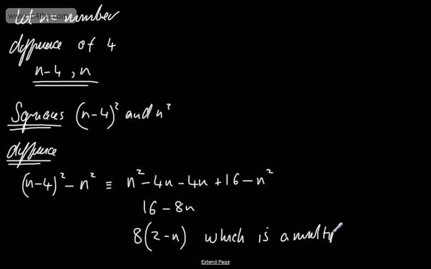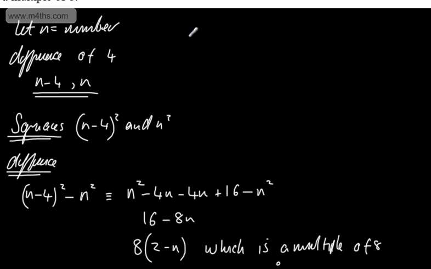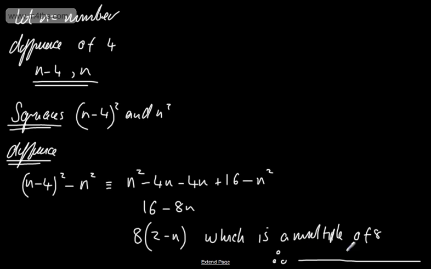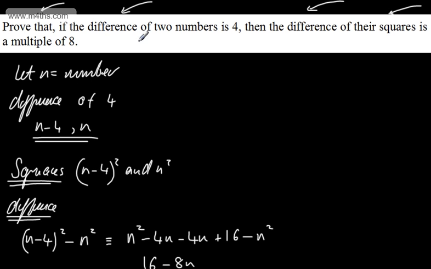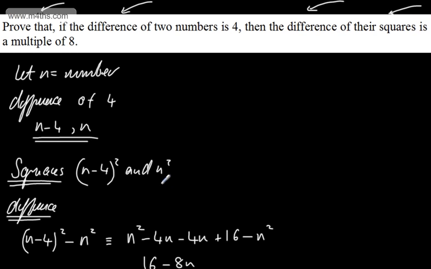So, a multiple of 8. I'm then going to say therefore, and I'm going to conclude using the question: if the difference of two numbers is 4, then the difference of their squares is a multiple of 8. I'm just simply going to write that. I won't do it in this particular case, as we saw how long it took me on the last one, but I would conclude now by writing that out. Let's look at another one.